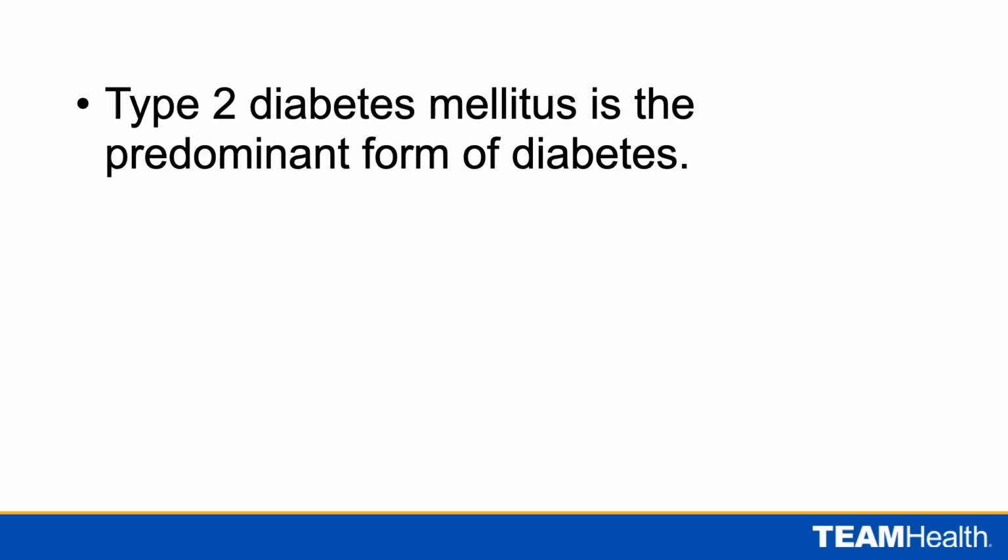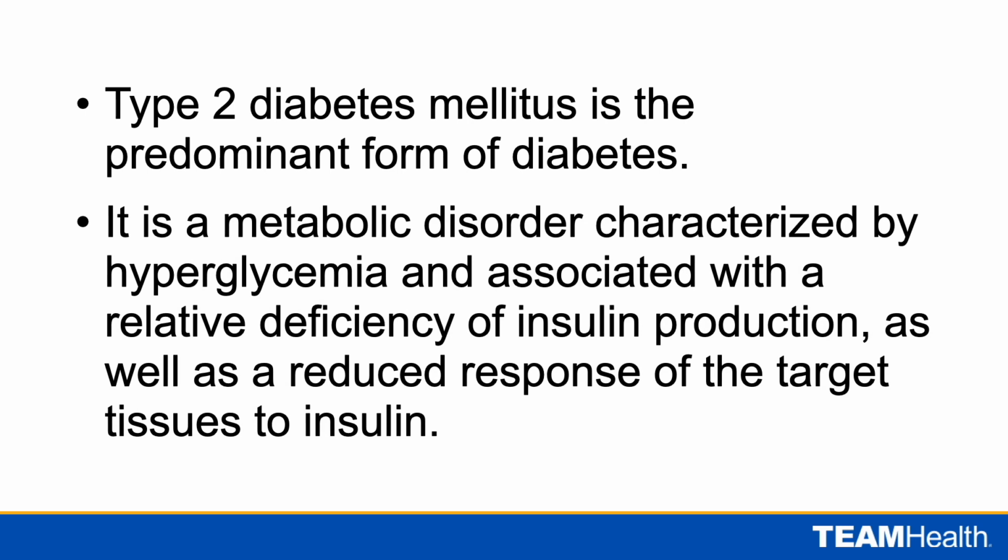Type 2 diabetes mellitus is the predominant form of diabetes. It is a metabolic disorder characterized by hyperglycemia and associated with the relative deficiency of insulin production, as well as a reduced response of the target tissues to insulin.